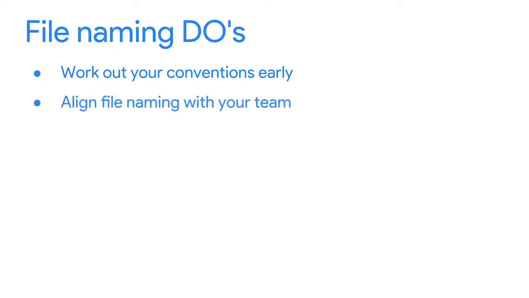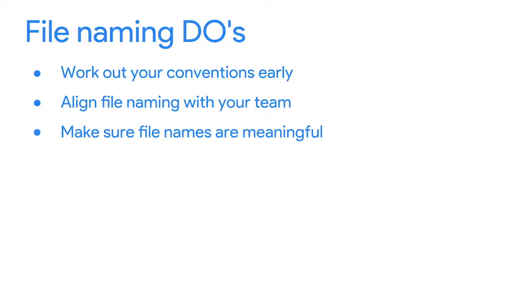So here's some general tips on creating file naming conventions that are both logical and functional. Here are some quick file naming do's. Work out your conventions early to avoid having to spend time redoing it later. Align your file naming with your team, and make sure your file names are meaningful, with references to the project name, creation date, revision version, or any other useful information needed to understand what's in that file.